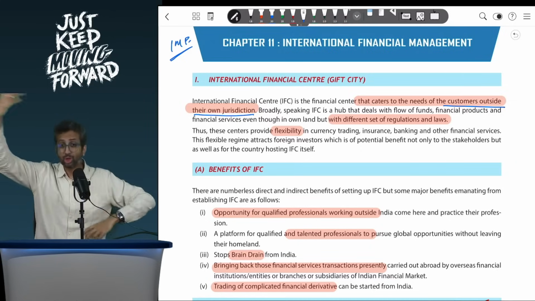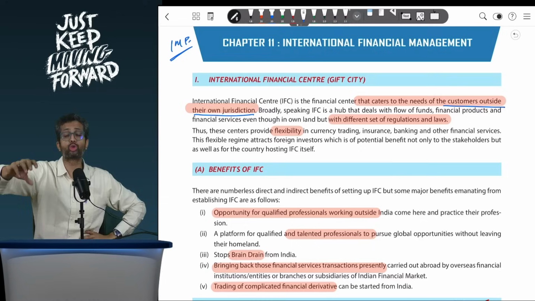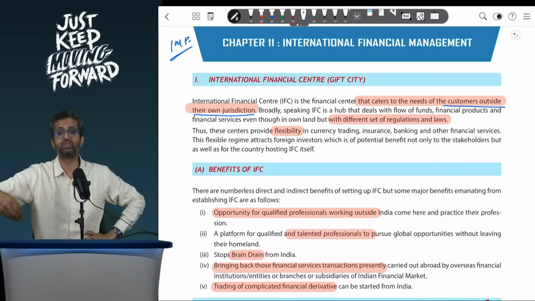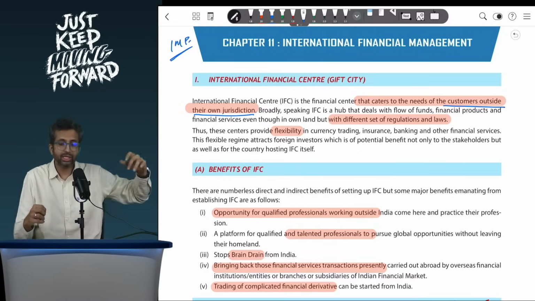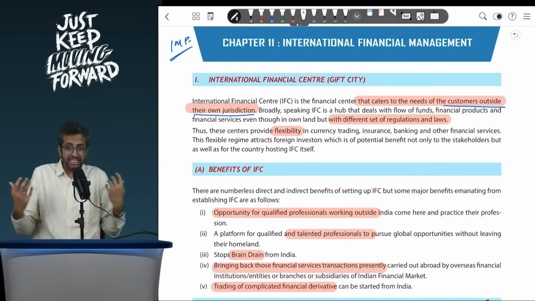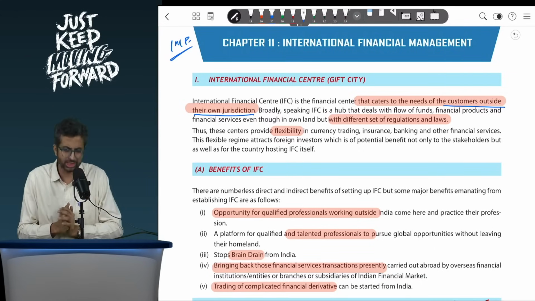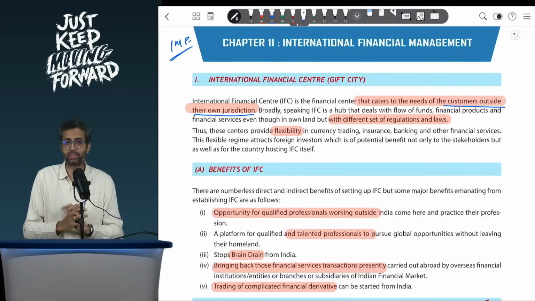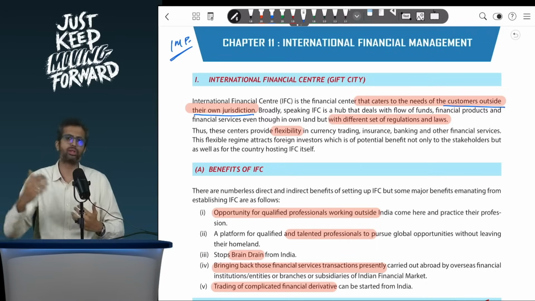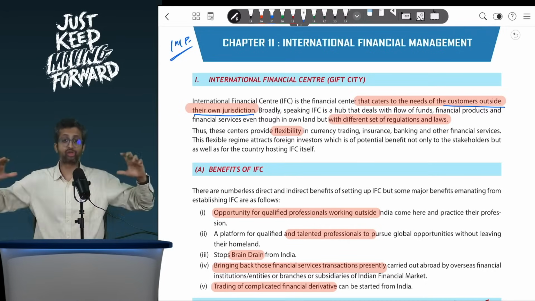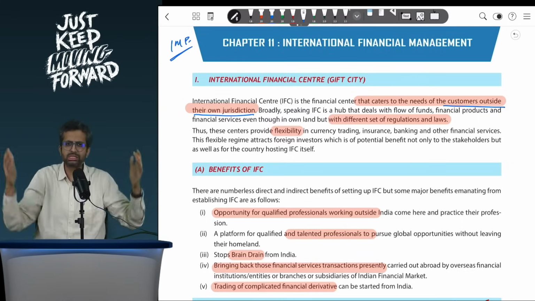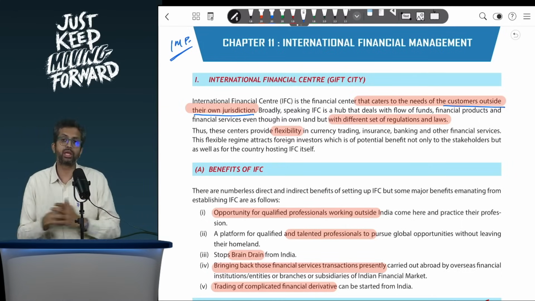A lot of global funds would set up their offices there to manage. Let's say Singapore is used to manage the entire Southeast Asia. Dubai is used to manage Middle East. We want India to be used for managing South Asian operations of a lot of global funds. So we want to set up infrastructure which is really high end, if you see the Gift City, so that international highly paid talented professionals can stay over there.